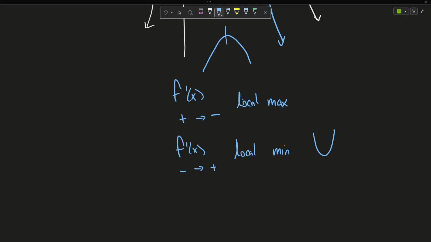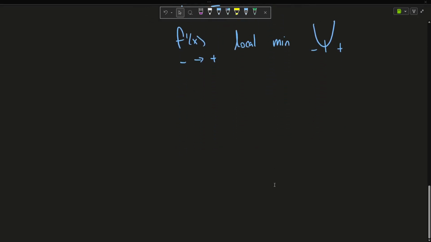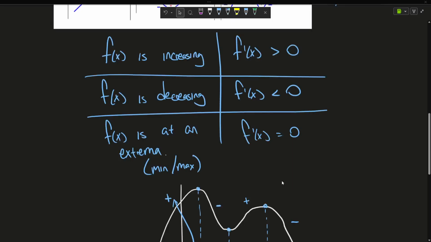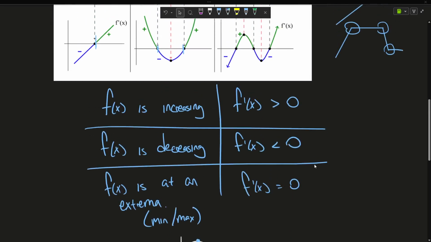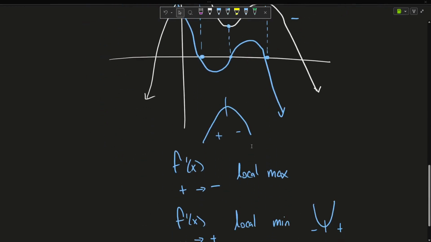Increase to decrease, positive to negative, negative to positive. A local min. So now, as you work through this, it works mainly with smooth curves. With smooth curves, we're able to graph it.